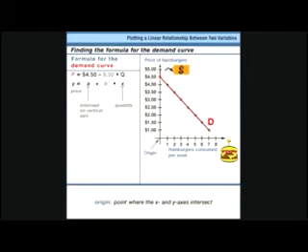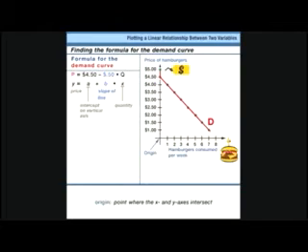B represents the slope of the line, the rise over the run, and in this case, the slope is negative 50 cents. For each additional hamburger that we want Bob to buy, we have to lower the price by 50 cents. So B, in this case, is negative 50 cents.